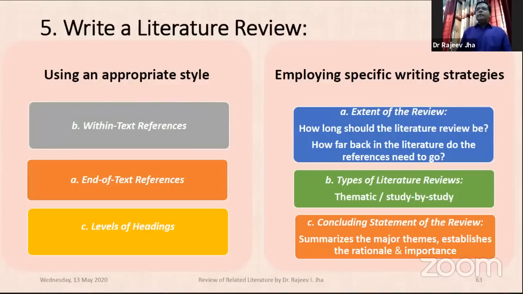The second aspect is employing specific writing strategies. In this, the first aspect is the extent of the review. One question I just saw popped up here: how many studies should we include? Let me give the answer, because we have reached that particular point. How long should the review be? How far back in the literature do the references need to go? There is no hard and fast rule for it.